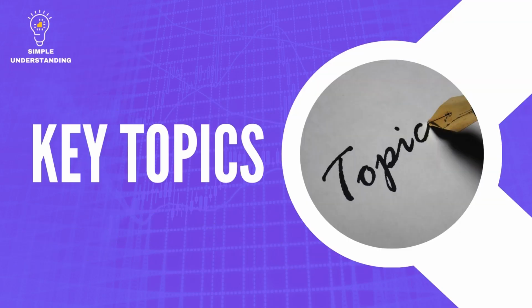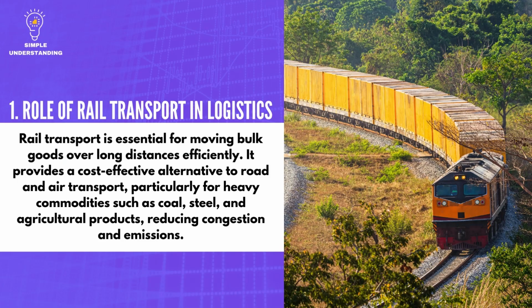Key topics. 1. Role of rail transport in logistics. Explanation: rail transport is essential for moving bulk goods over long distances efficiently. It provides a cost-effective alternative to road and air transport, particularly for heavy commodities such as coal, steel, and agricultural products, reducing congestion and emissions.